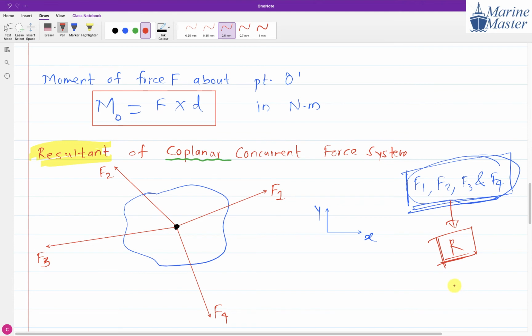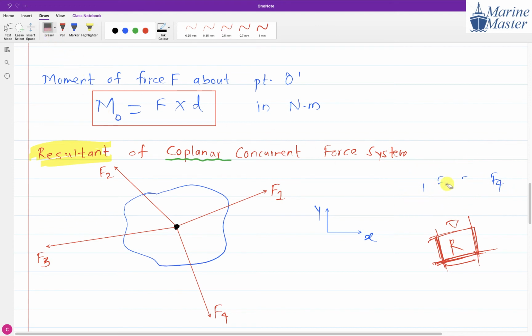The meaning of resultant is that it combines the four forces into one. Whatever the effect of the four forces, the same effect will be created by a single force, and that single force we call the resultant of these four forces. If these four forces create some effect, then this single resultant force will create the same effect. You are getting this point?